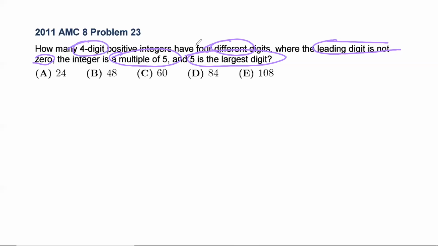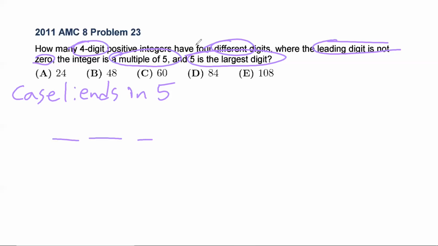So if you know your divisibility rules, you know that an integer is a multiple of 5 if and only if its ones place digit is either 0 or 5. So we can proceed with casework. So case 1 is when it ends in 5. So if our number ends in 5, we know it's 4 digits.